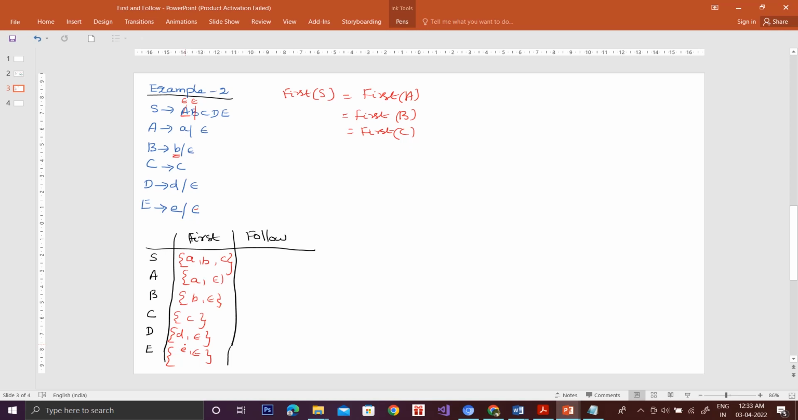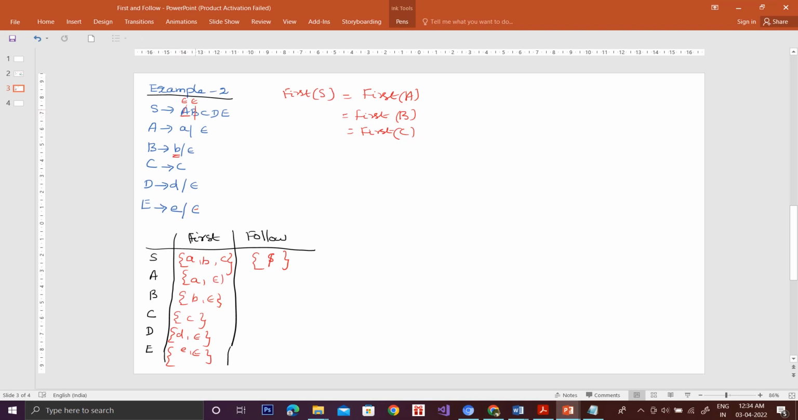Now we have to find out the follow function. When you want to find follow, we have to check whether there is any non-terminal called X on the right hand side. For S there is no such occurrence, and it is the starting symbol, so you just add $. And now we have to find out follow of A. On the right hand side we have A.